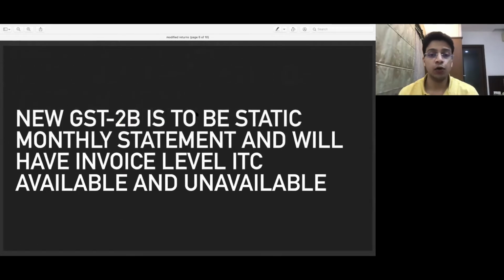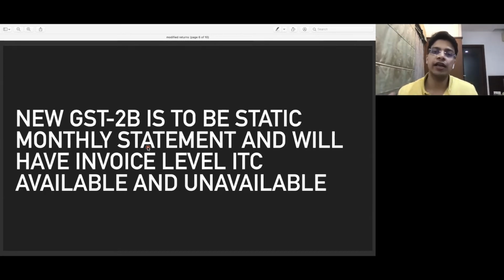The new GSTR2B. Till now we had GSTR1, GSTR3B, and GSTR2A for the data uploaded by my suppliers. Now GSTR2B is to be introduced. What is the objective of GSTR2B? GSTR2B is to be a static monthly statement and will have invoice level ITC available and unavailable. From GSTR2A, we know that it is a dynamic document. So it is difficult for the taxpayers to understand up to which date the ITC reflecting in GSTR2A is to be considered in the returns.